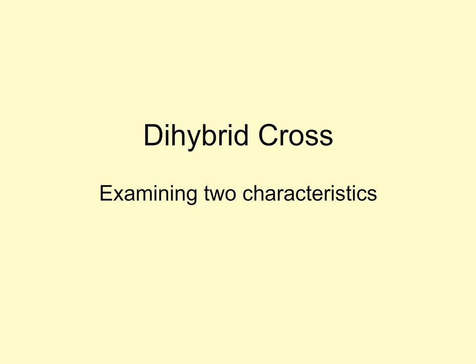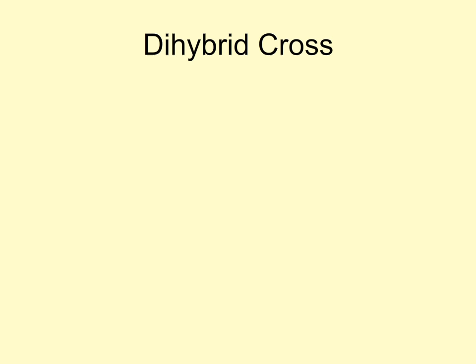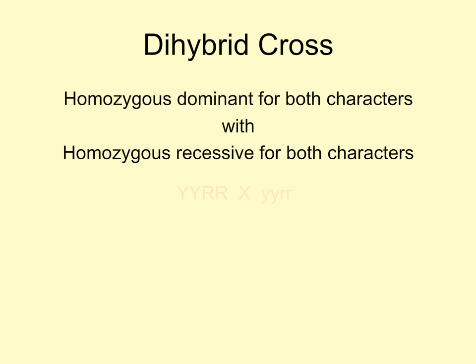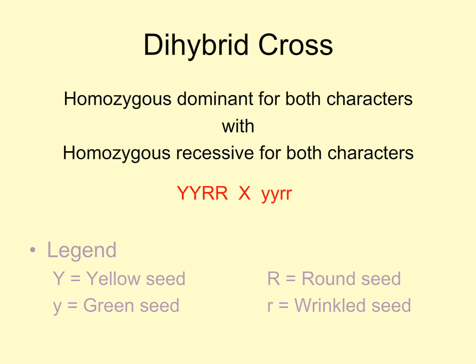A dihybrid cross examines two characteristics and is much more complicated. Let's look at a cross between an individual that is homozygous dominant for both characters and an individual that is homozygous recessive for both characters. We are looking at pea plants again, but not flower color. One characteristic is seed color, while the other is seed shape. Yellow is dominant over green, and round is dominant over wrinkled.